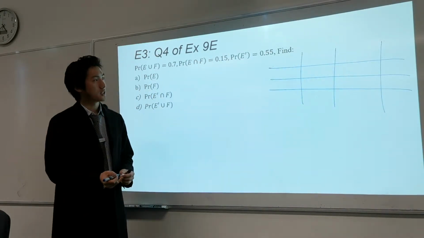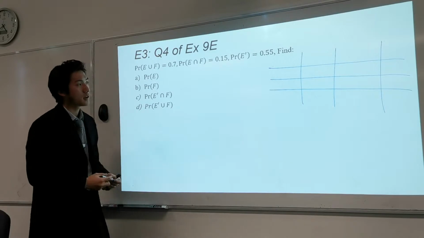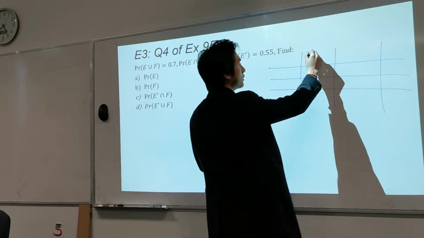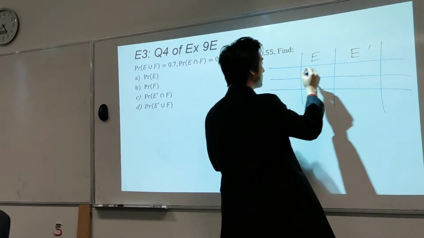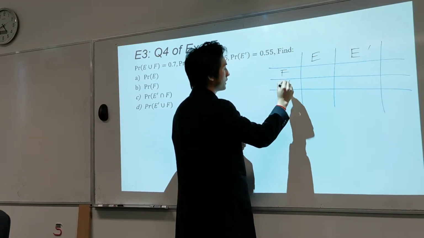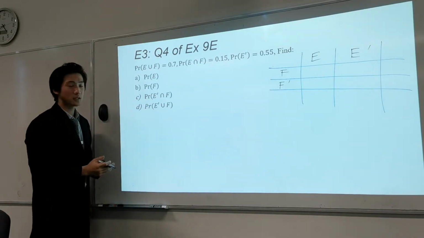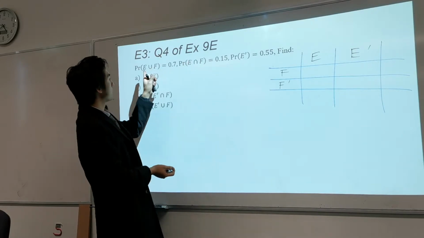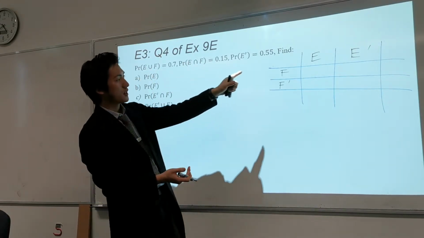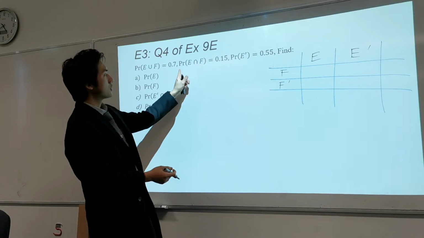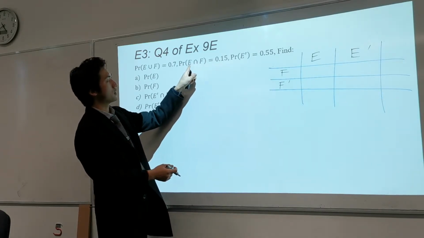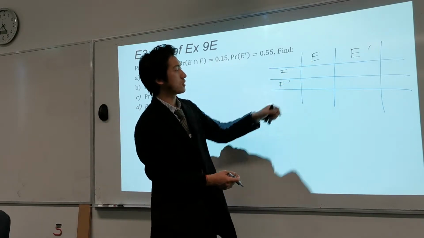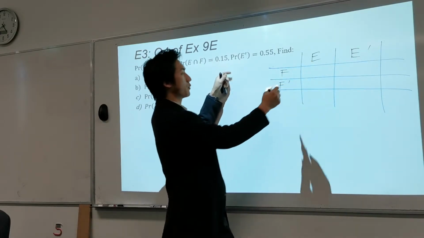And what our table is going to have is the event and its complement pairing off of each other. Event E and its complement, and event F and its complement as well. Now it's time to start filling in some of these values. We don't know what the union is yet because that's a combination of multiple regions. So let's fill in the intersection of event E and F. The intersection will be where these rows and columns overlap, and that has a value of 0.15.